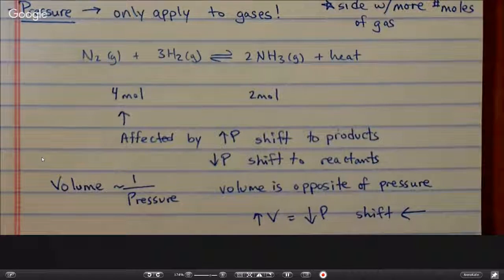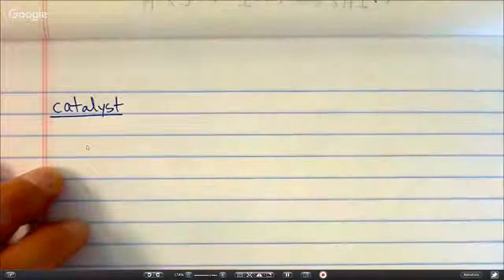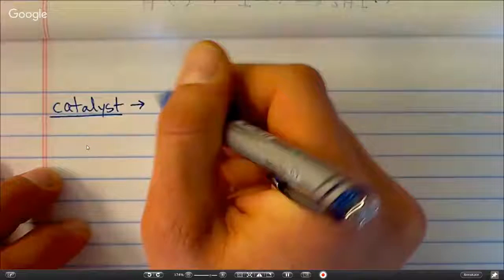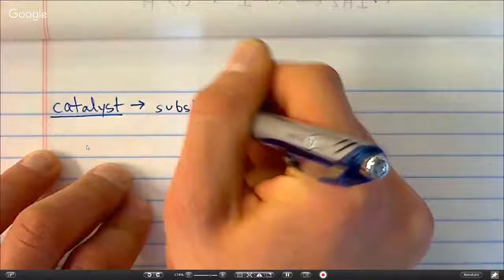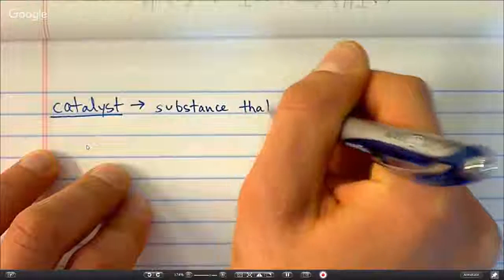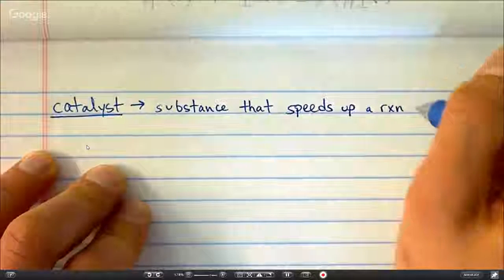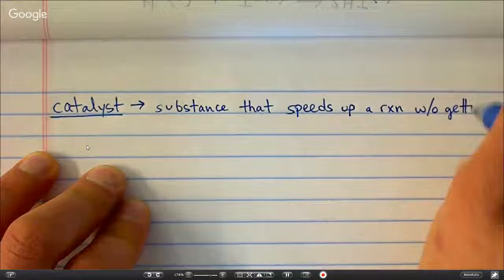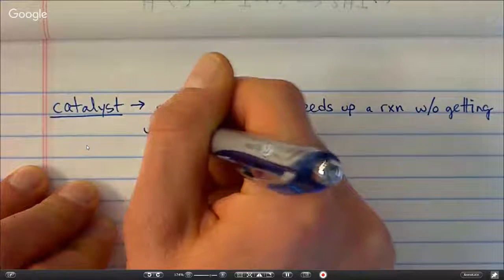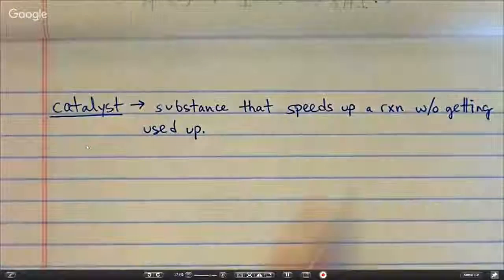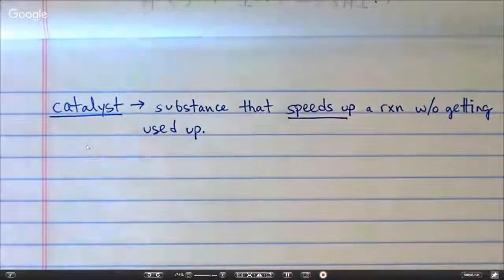One last item is the effect of catalysts. Most of you probably know what a catalyst is by now. It is a substance that speeds up a reaction without getting used up. So it doesn't get used up, and it's going to speed up the reaction.